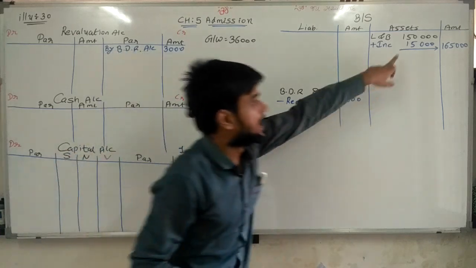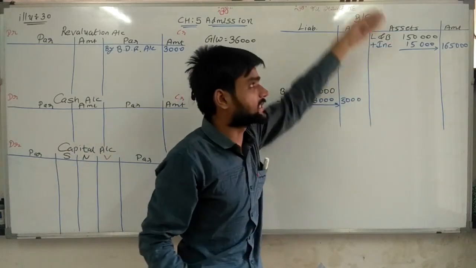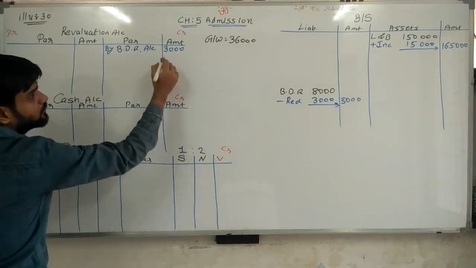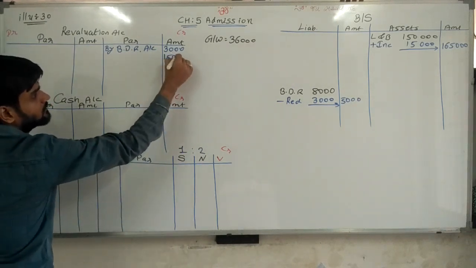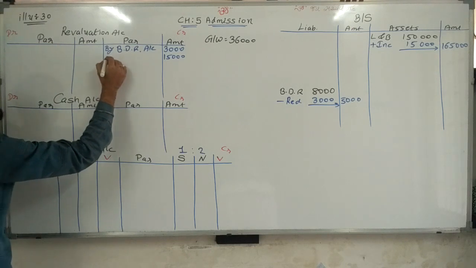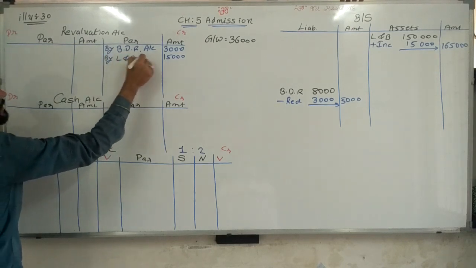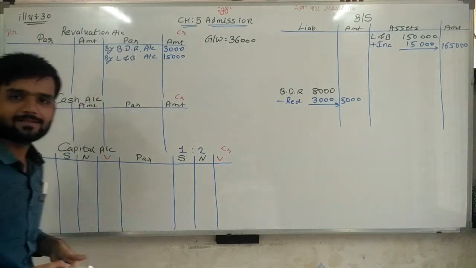Now think, happy or sad? So simple. Happy, asset value increase means happy. Happy means credited to revaluation account. So 15,000 by land and building account. That's it.